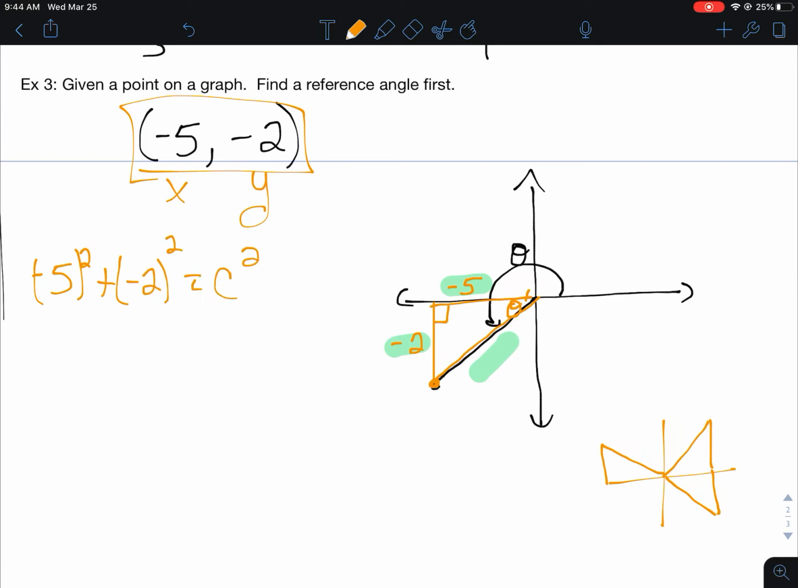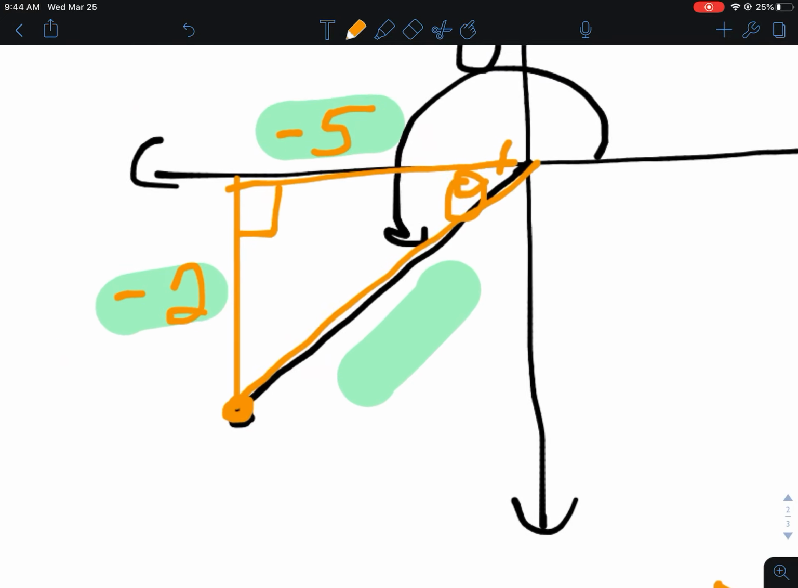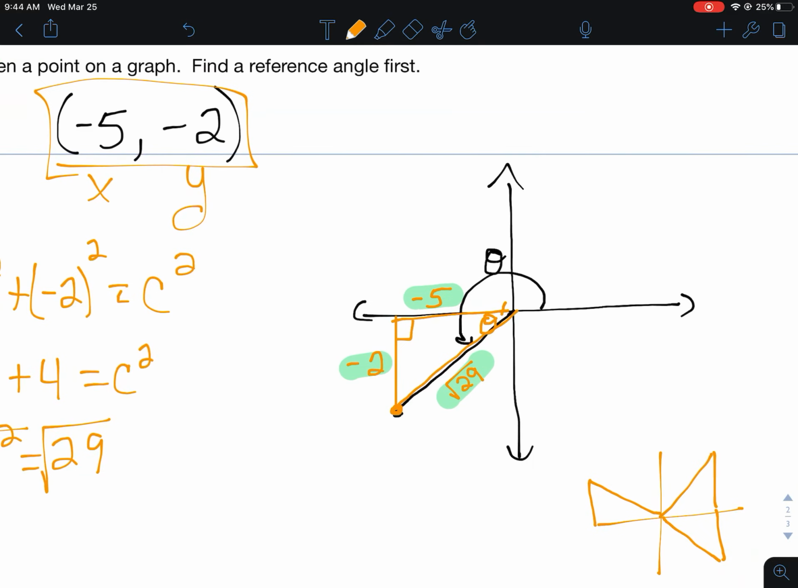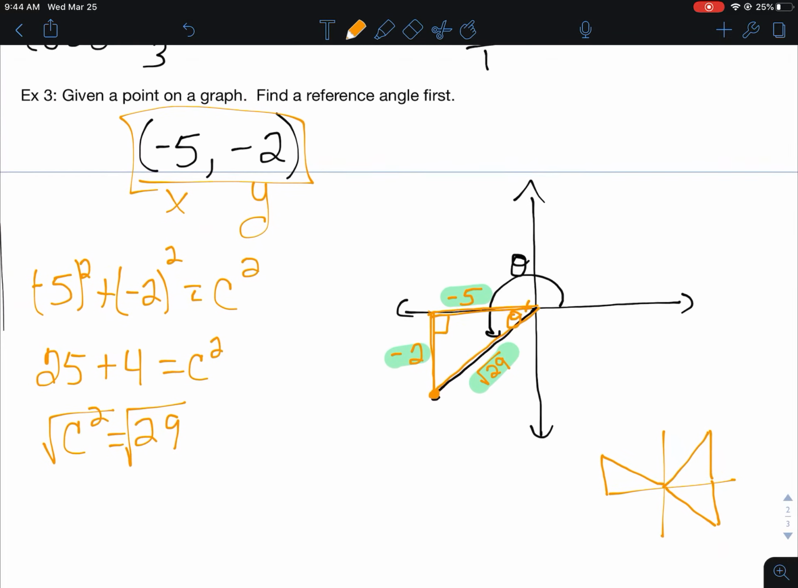So when I start to do this here, I have, again, a squared plus b squared equals c squared. So 25 plus 4 equals c squared, or c squared equals 29. And then taking the square root of that, I find what c is. Your hypotenuse is always going to be positive, all right? Because that piece is just the distance. But the legs of the triangle, the -5 here and the -2 here, those could be negative.